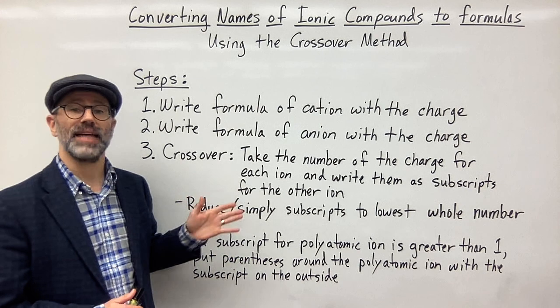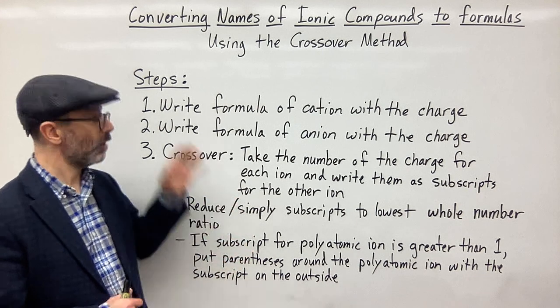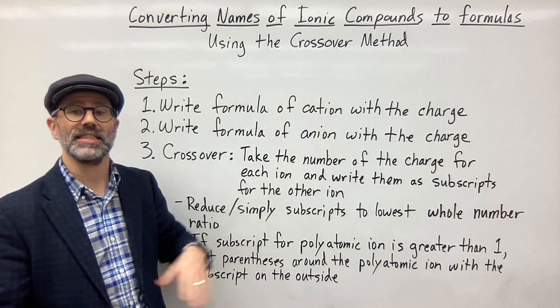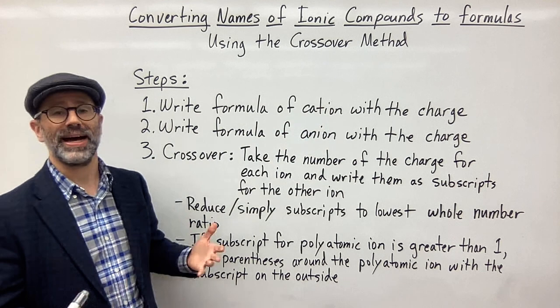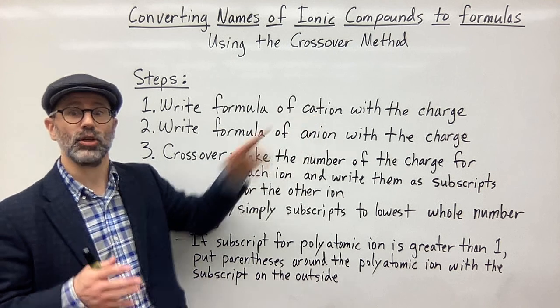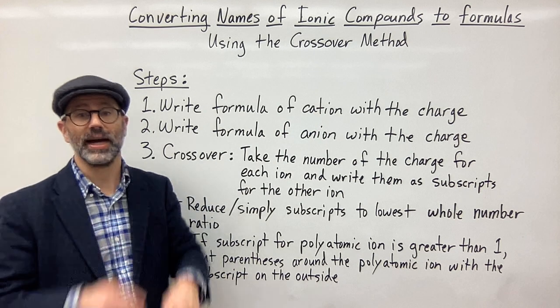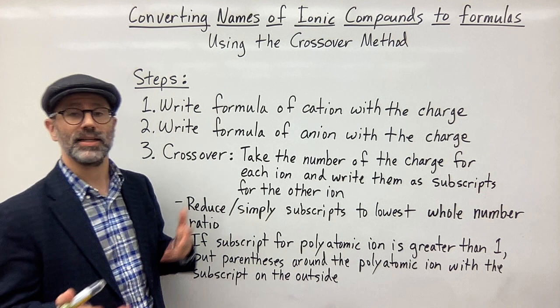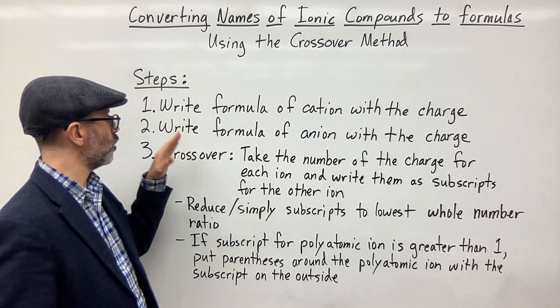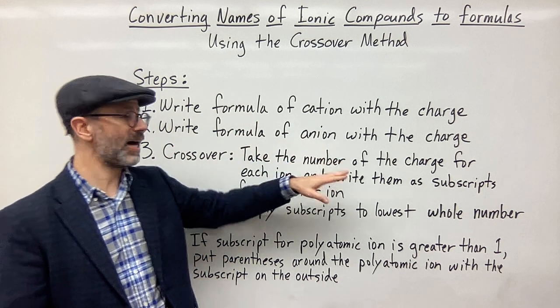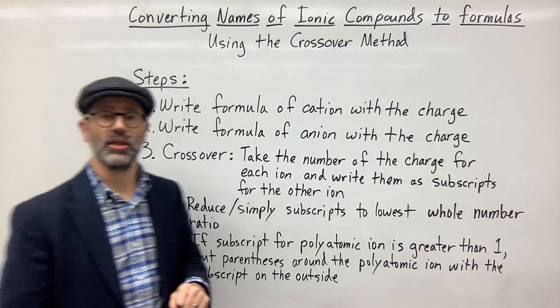Second, you're going to do the same thing for the anion. So again, for those of you who don't know, the cation is the positive ion. The way I like to remember that is with the T in cation. It looks like a cross, looks like a plus sign. So cations are positive, anions are negative. So the second step is to write the formula of the anion, again, with the charge.